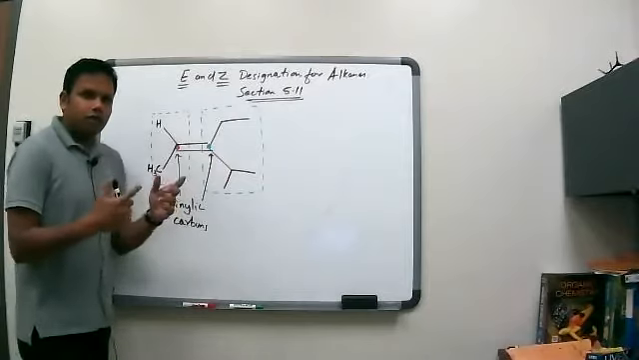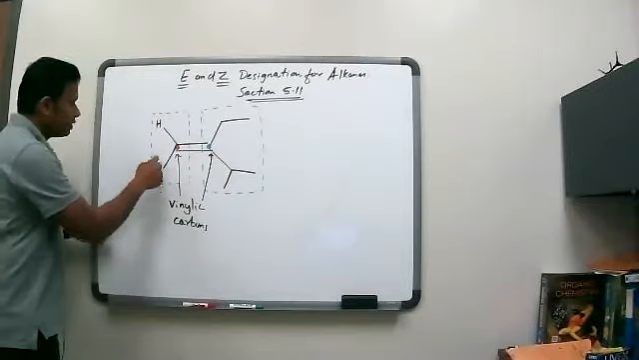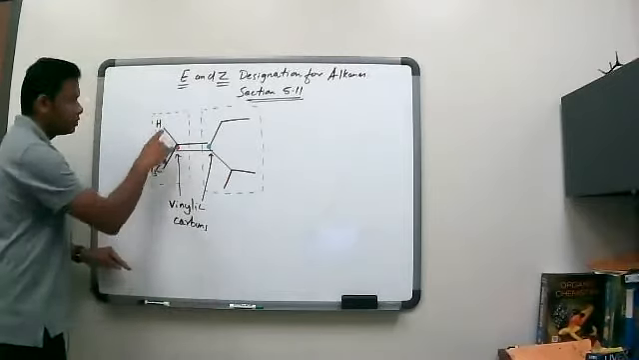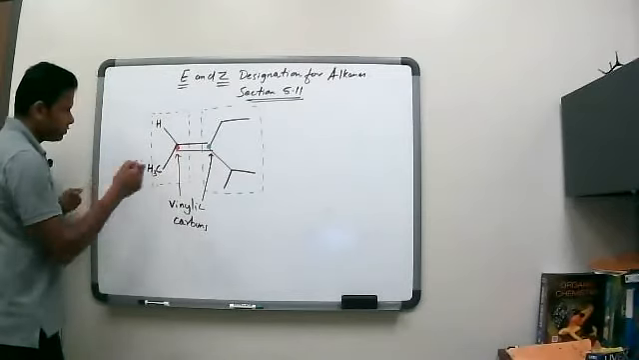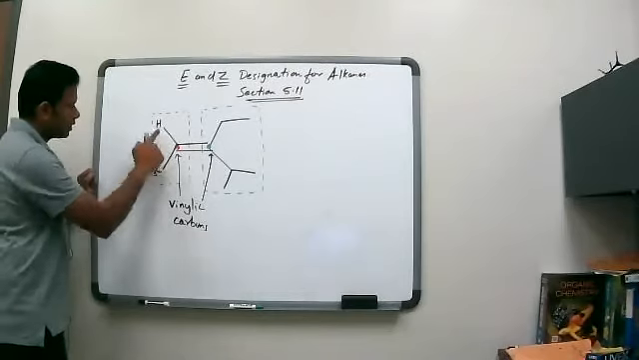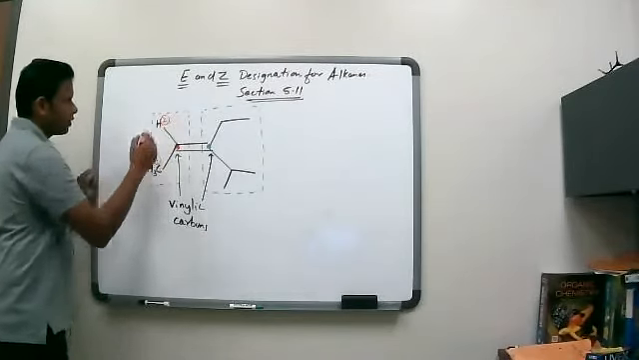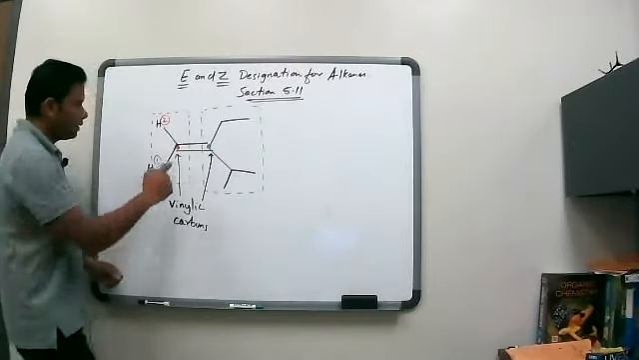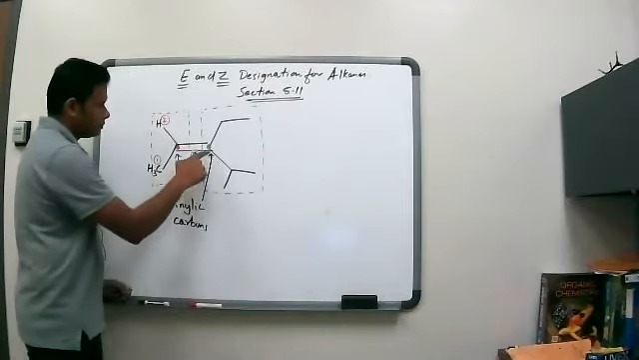And then based on the Cahn-Ingold-Prelog nomenclature, what we do is we assign priorities to these two groups that are connected to this. We have a hydrogen and a methyl group, so, or a carbon and a hydrogen. So this is priority 1 and this is priority 2. And we do the same for the other carbon atom.